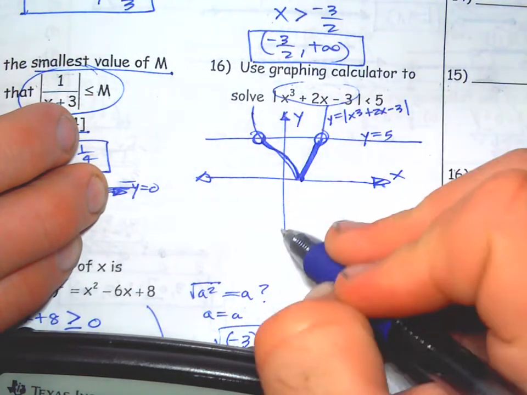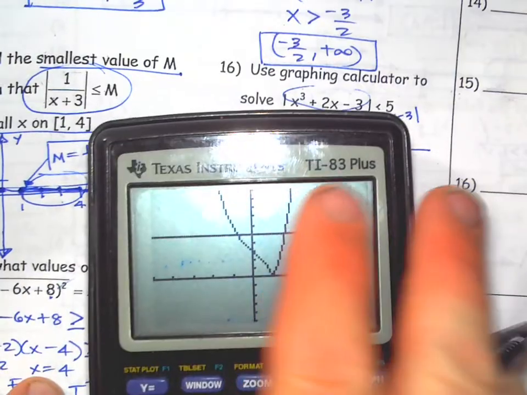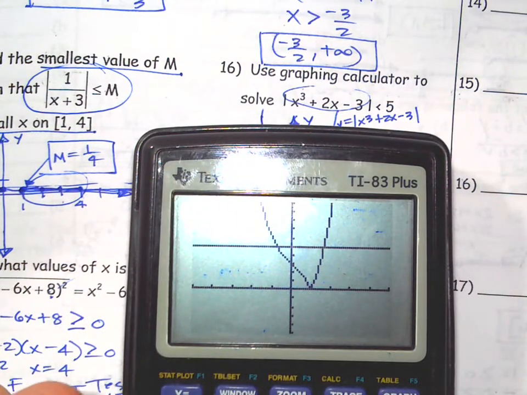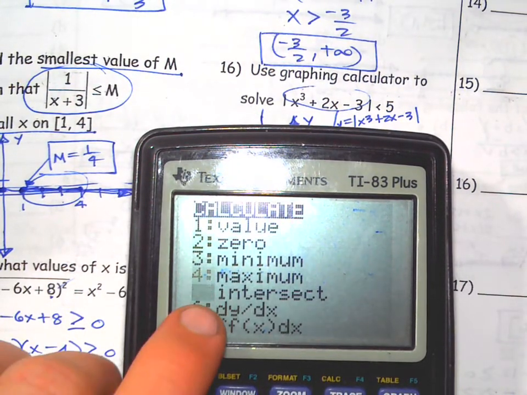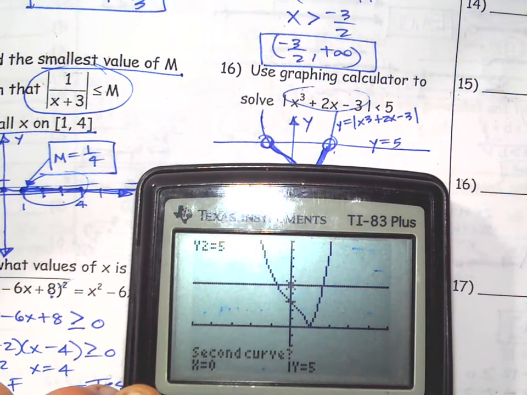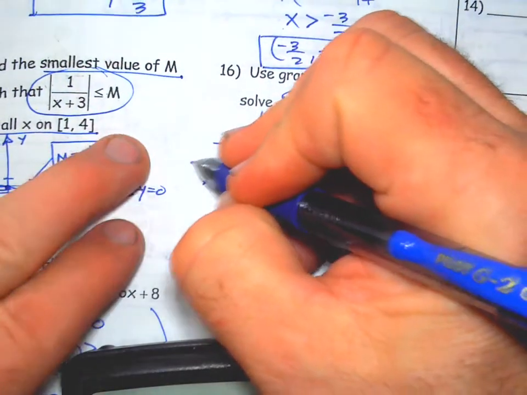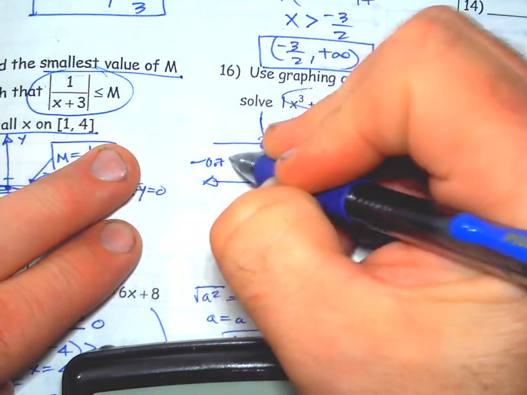And now I just got to figure out, well, what are these intersections here? So on my graph, I could find intersections between graphs. I could do a second calculate, number 5 intersect. You got to choose the curves. First curve, enter. Second curve, enter. Take a guess. Otherwise, it's going to find the one it's closest to. And the closer your guess is, the quicker it finds it. So you're never going to rely on just moving the cursor over.